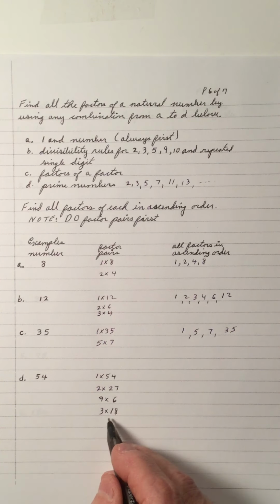So spread them out. 1 and 54. We got a 2, 27. We got a 3 with an 18. And we got a 6 and a 9. So that's one way you can write them down, or just eyeball them and go 1, 2, 3 like that, and 6 and 9.